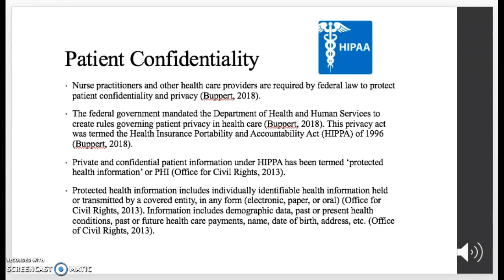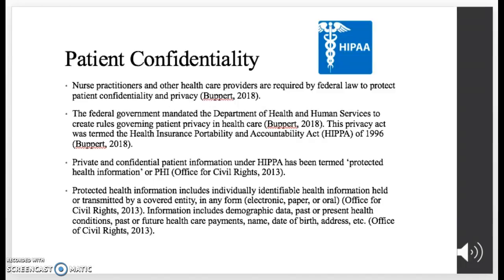Congress mandated the Department of Health and Human Services to create a set of rules governing privacy in healthcare. As a result, the Department of Health and Human Services developed the Health Insurance Portability and Accountability Act of 1996. This is better known as HIPAA.